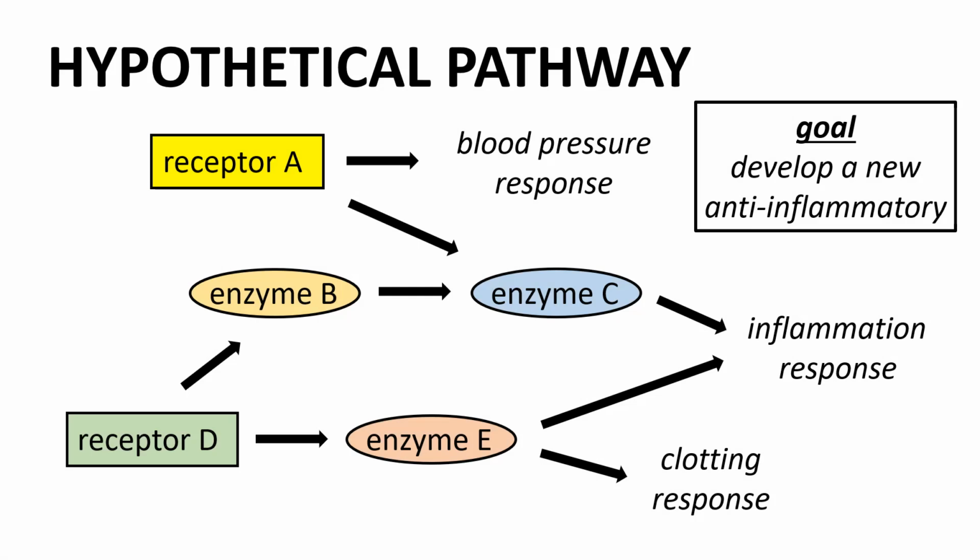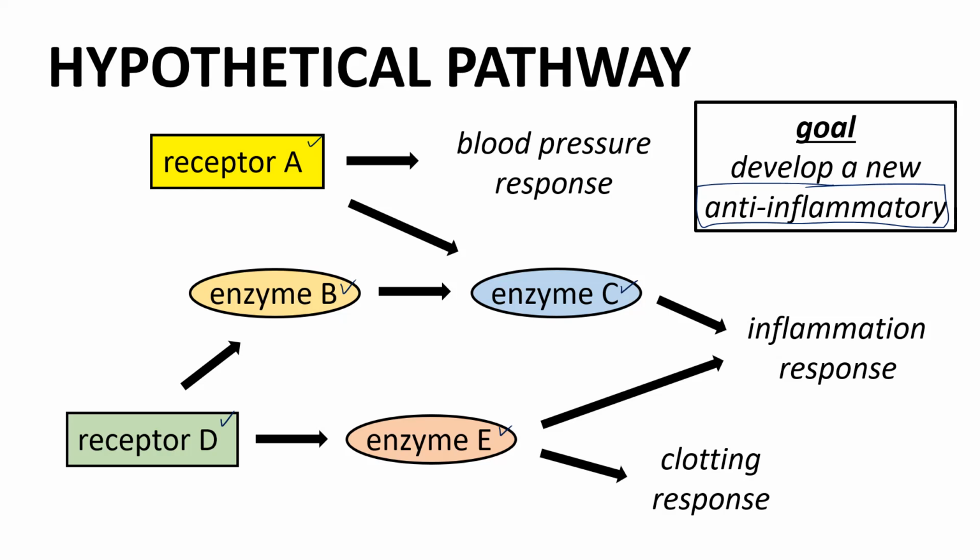Here is our pathway. Let's assume that we are exploring a new discovery program for an anti-inflammatory compound. The pathway on the screen is what our biology researchers have unraveled. Our pathway includes 5 potential targets, 2 receptors, A and D, and 3 enzymes, B, C, and E. Let's walk through these targets.